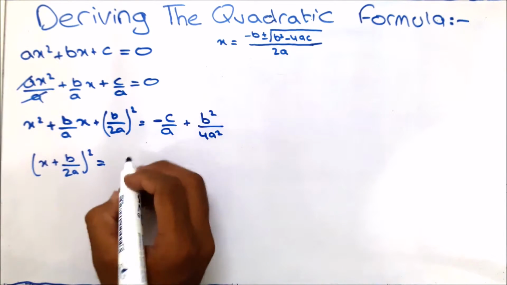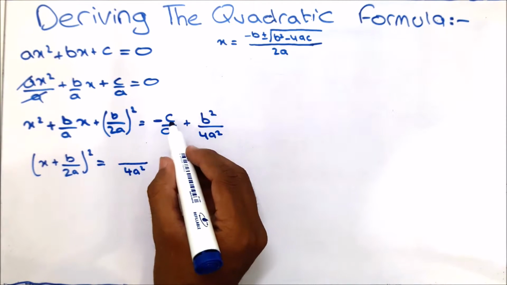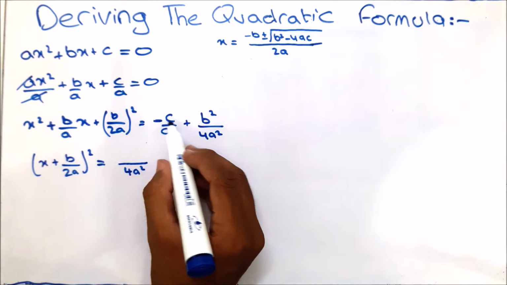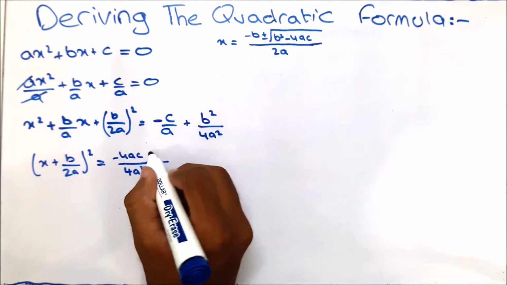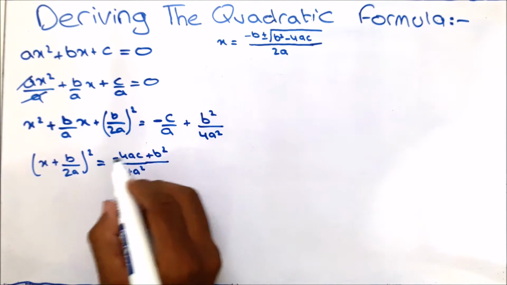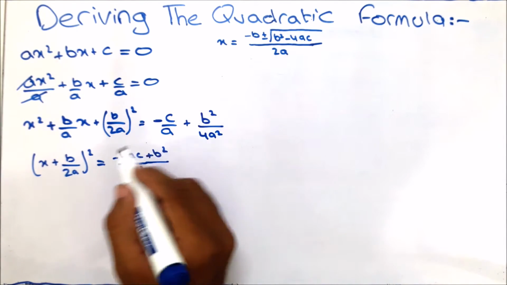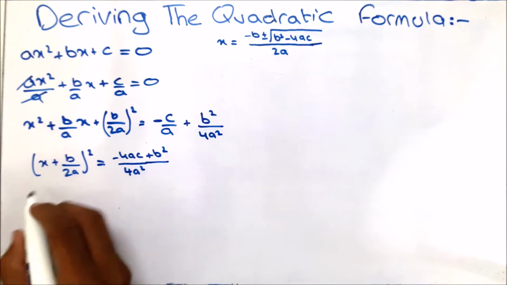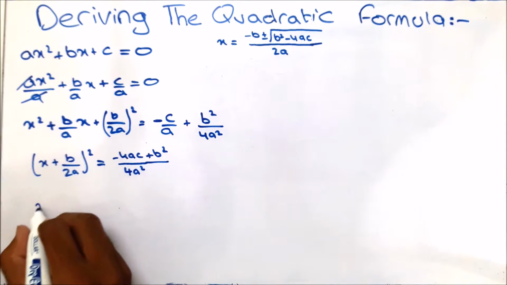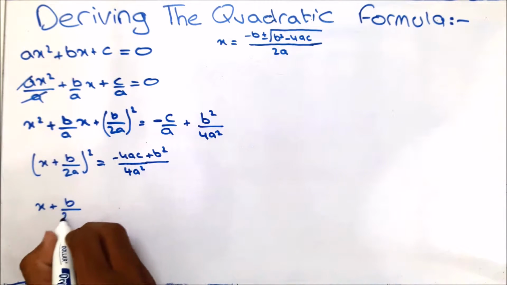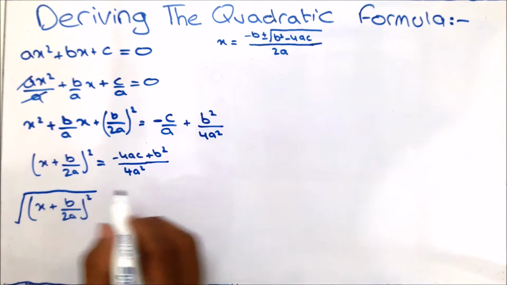When I take the LCM, I get 4a squared, and c is multiplied by 4a. I get minus 4ac, and here I get plus b squared. Sounds familiar? This thing, b squared minus 4ac. We are getting near to our answer. Okay, so let's take the square root on both sides to get rid of the square. Alright, x plus b divided by 2a, squared, and I'll write a square root sign over here.